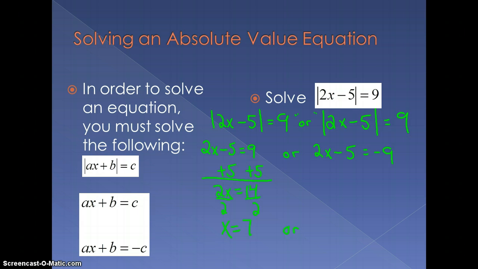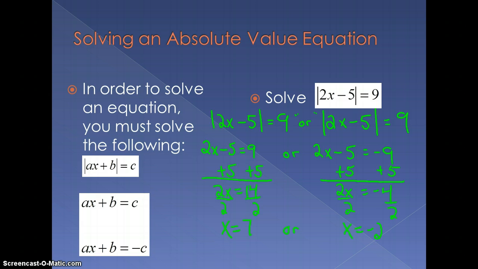Again, basic equation. The inverse of subtracting 5 is adding 5. The inverse of dividing or multiplying by 2 is dividing by 2. Hopefully you'll notice that our steps need to be the same on the right side here. I get 2x equals negative 4. Then I divide by 2, just like I did on the other one. This time, however, I get x equals negative 2.